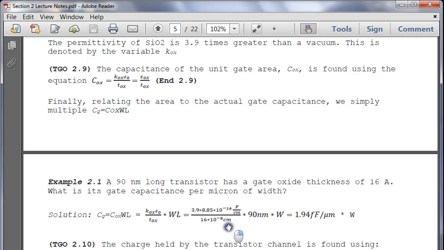So multiplying it by 90 nanometers times the width is 1.94 femtofarads per micrometer times the width. And the reason we go micrometers is because 14 times 8, that'll come down to negative 7, and through division above comes down to negative 6.